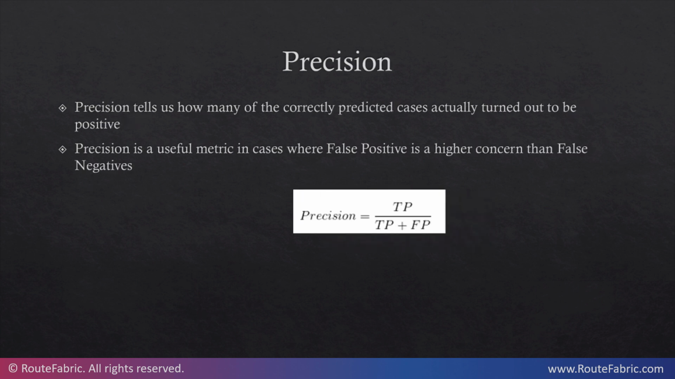Precision helps us know how many of the predicted positive cases actually turned out to be positive. Precision is a really useful metric in cases where false positives occur more often than false negatives. The formula for precision is true positive divided by true positive plus false positive.